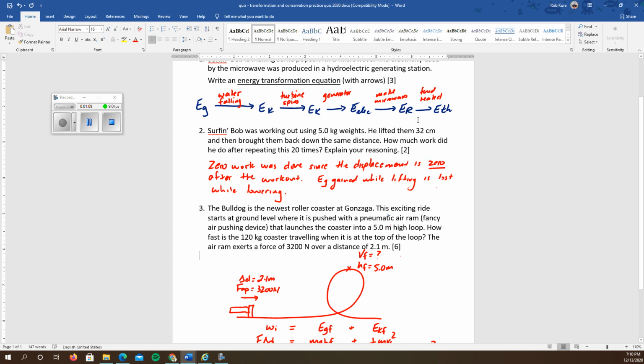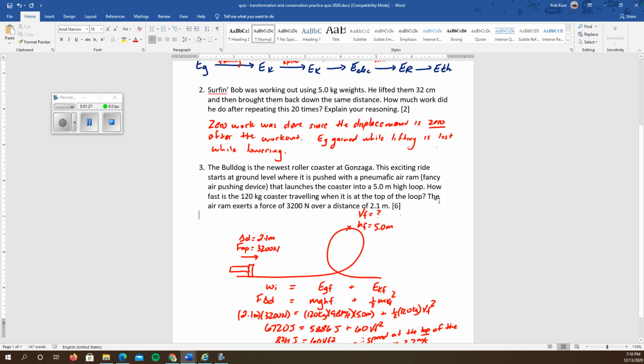You lifted the dumbbells up, and then you lowered the weights to the same spot. You did that 20 times, so the overall displacement is zero. Also, any energy that you gained lifting up, you lose while lowering. So you've got positive work, and then you've got negative work. Again, look over some examples there.